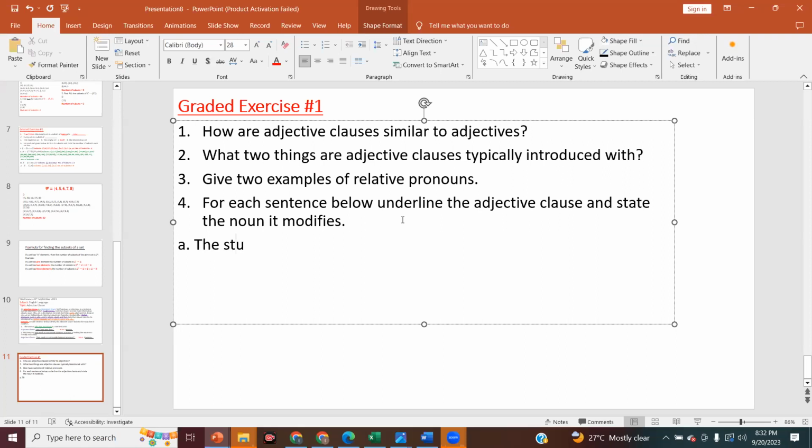The student whose essay received the highest mark, highest grade, sorry, is my cousin.